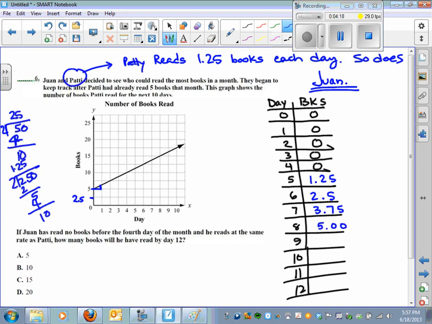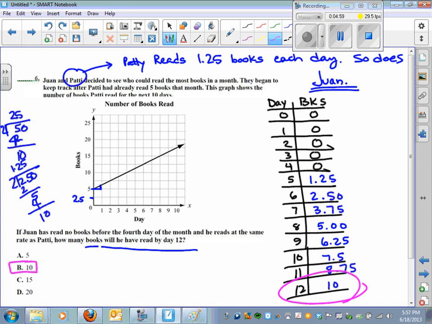And I'm going out 2 decimal places, even though like at day 8, 5.00 means 5. This would be 6.25. This would be 7.5. At 11 days, he would have another 1.25, so that's 8.75. And at day 12, add another 1.25, that would be 10. So the question is, how many books will he have read by day 12? And the answer is 10. There you go. So basically all you needed from this graph was to figure out how many books she could read in a day and then apply that to Juan, starting after day 4.